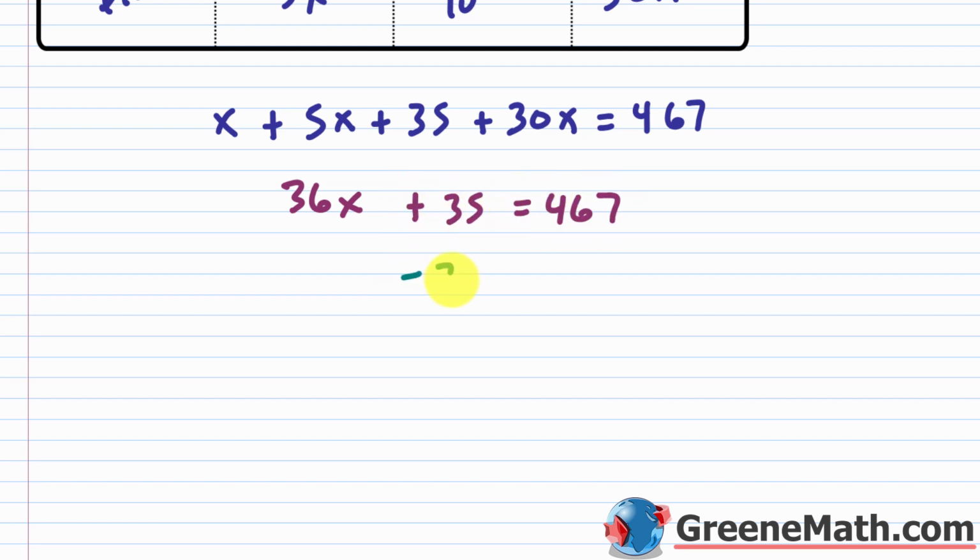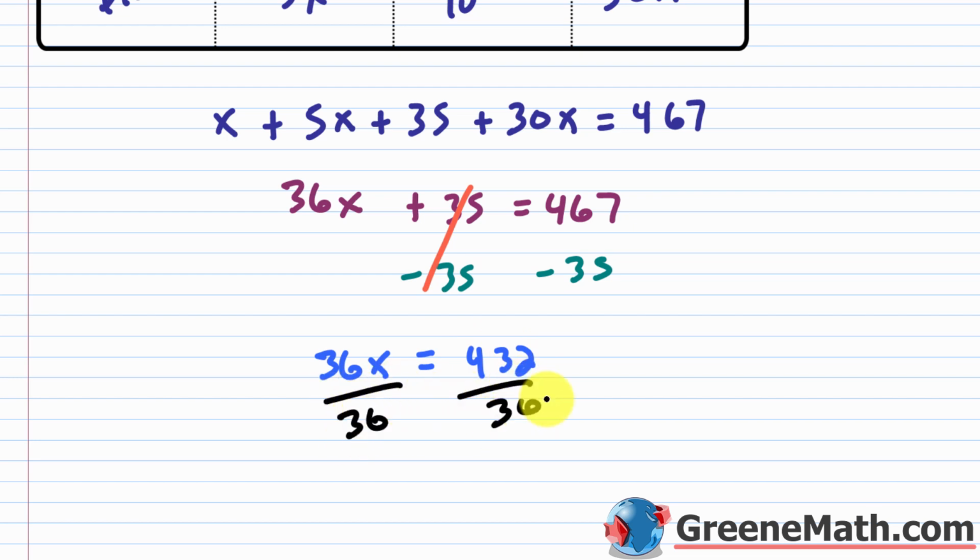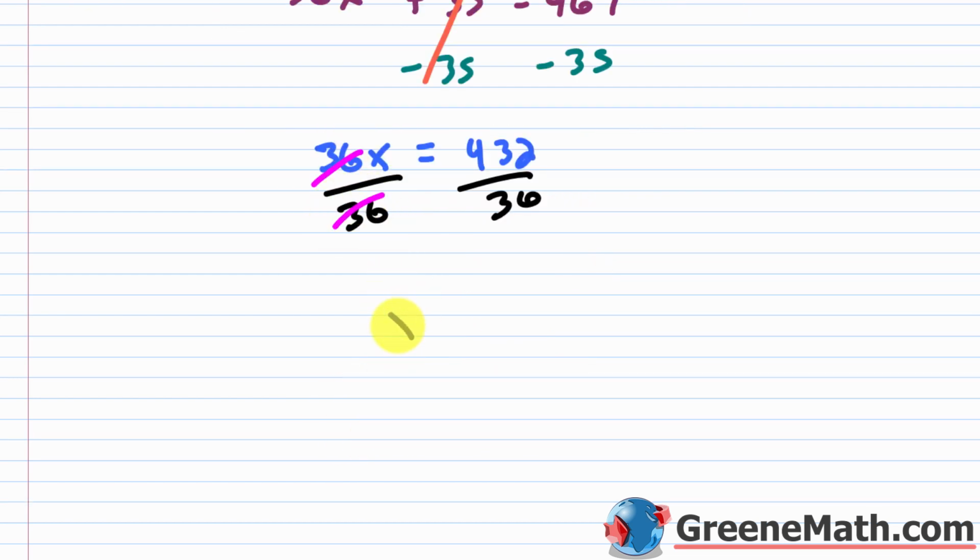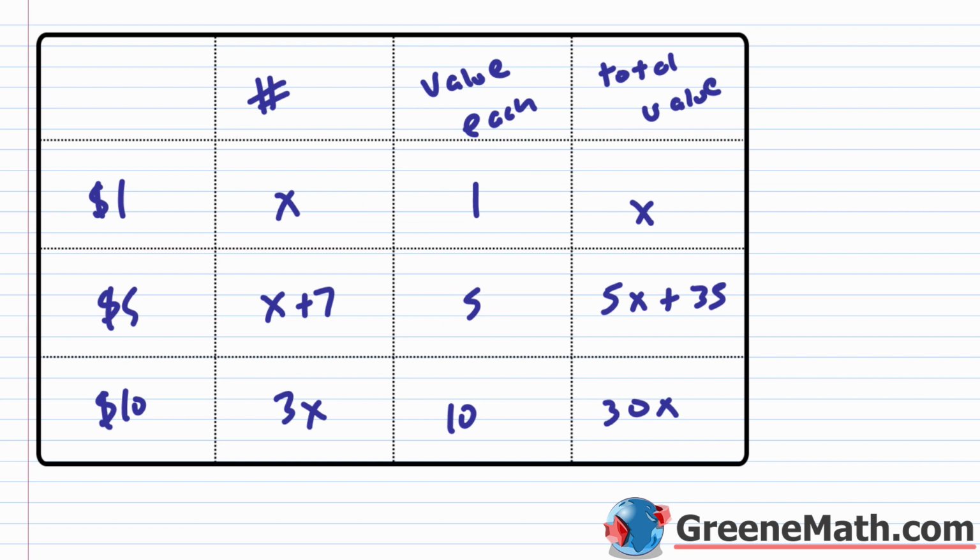Let's subtract 35 away from each side of the equation, and so this right here is going to cancel. I'll have 36x is equal to 467 minus 35, which is going to be 432. Then if I divide both sides of the equation by 36, this is going to cancel. And what we'll have is x is equal to, if I do 432 divided by 36, I'm going to get 12.